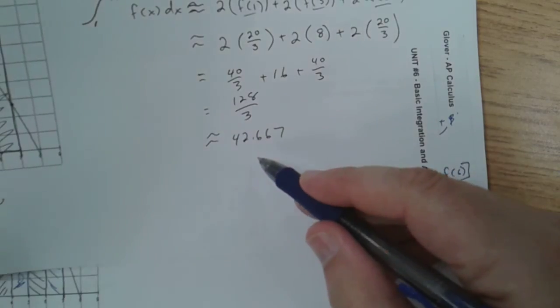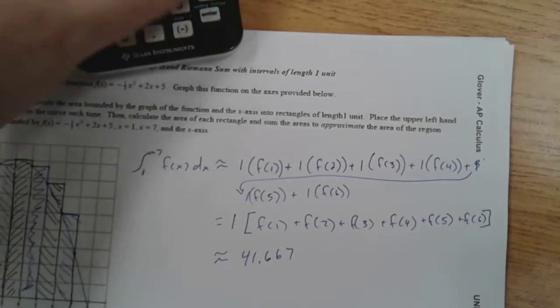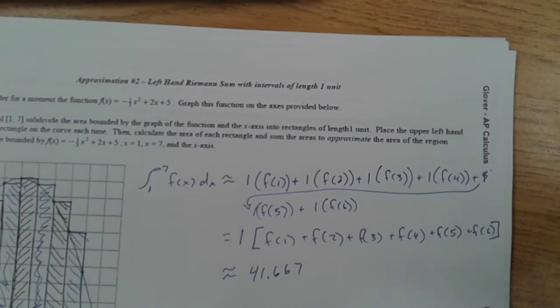So let's look at that real quick. We had 42.667 here. We had 41.667 here. So we're going to just pause right there. I meant for this to only be about a 12-minute video. My mistake got it up to nearly 20 minutes. So that finishes up those two.